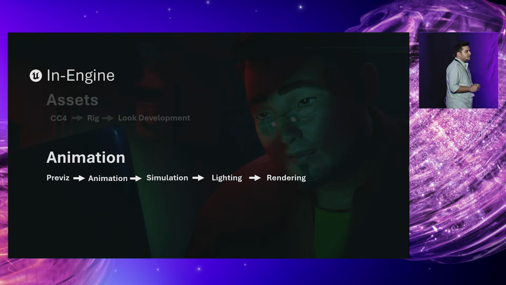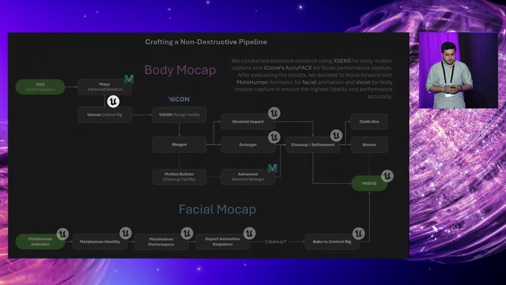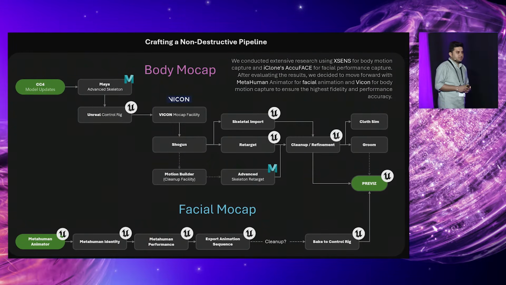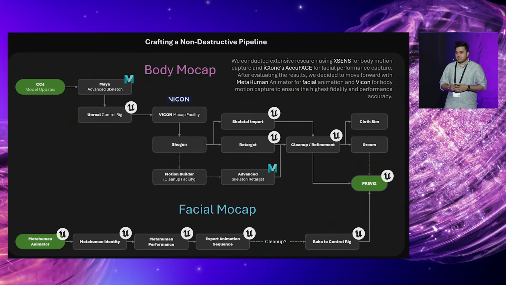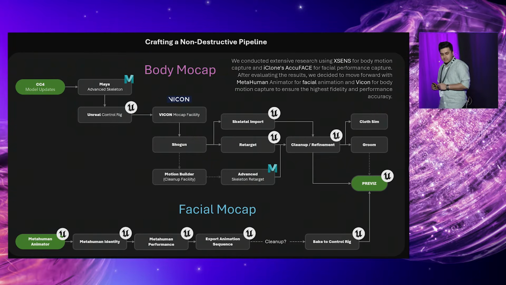Coming in engine animation, we had a lot of choices, a lot of options to go about with. Our previs mainly constituted of performance capture. So for the body motion capture, because we had already created a rig which is ready for MetaHuman, we used the body motion capture, and we had a Vicon motion capture facility available with us. And there were two options to go with.